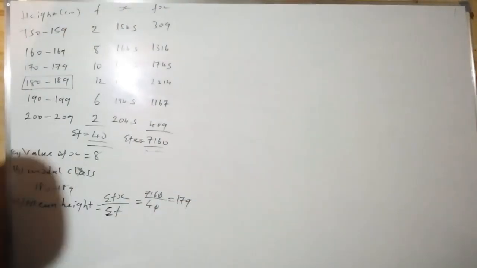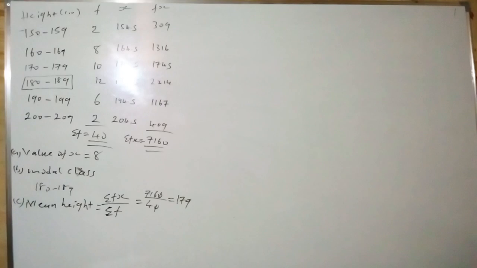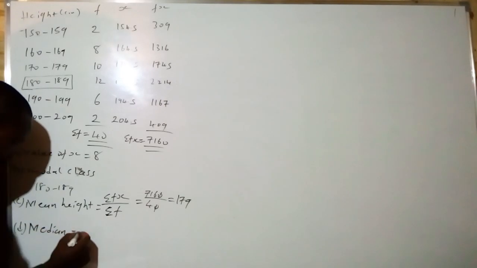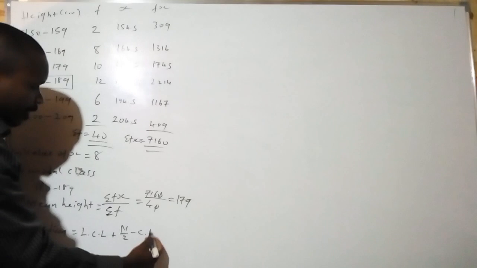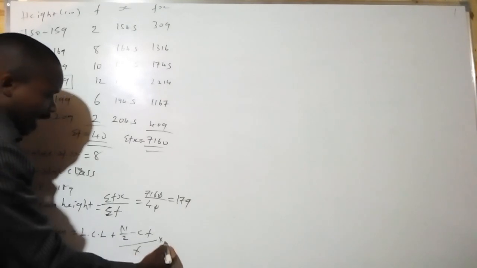Next, the difference between the median and the mean height. First of all, you can get the median. The median is equal to the lower class limit plus n over 2, where n is the summation of frequencies, minus the cumulative frequency above the median class, all over the frequency in the same class, times i, and this i is the difference between the upper class limit and lower class limit.